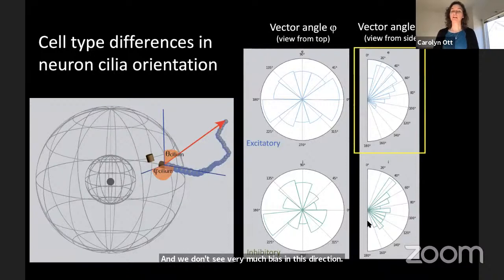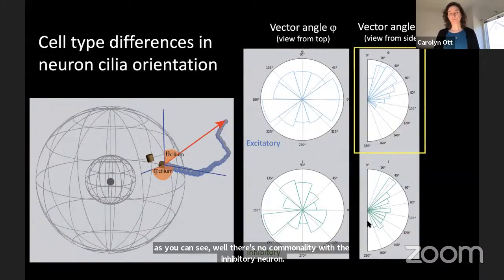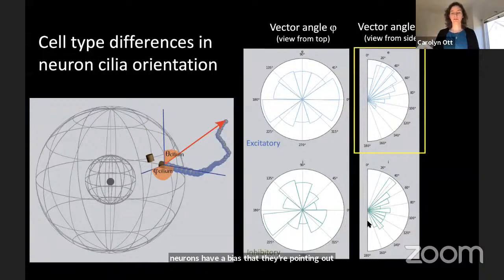The angle theta, which is on the right column, is assessing whether the cilium is pointing down in towards the brain or out towards the surface of the brain. And as you can see, while there's no commonality with the inhibitory neurons, the pyramidal neurons have a bias that they're pointing out towards the surface of the brain.